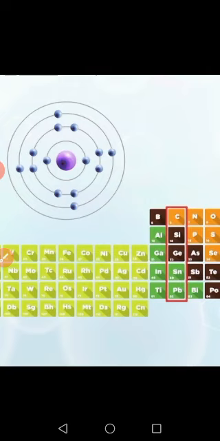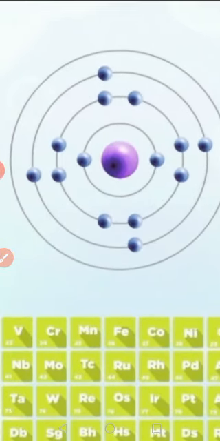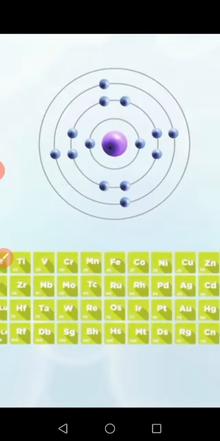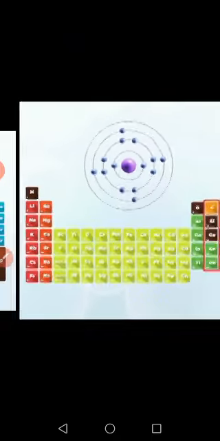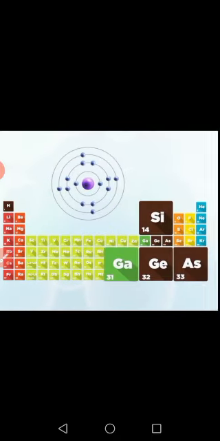And why do we call these elements fourth group elements? Because in the last orbit of these elements, they have four electrons. Okay, we shall come to the next picture.